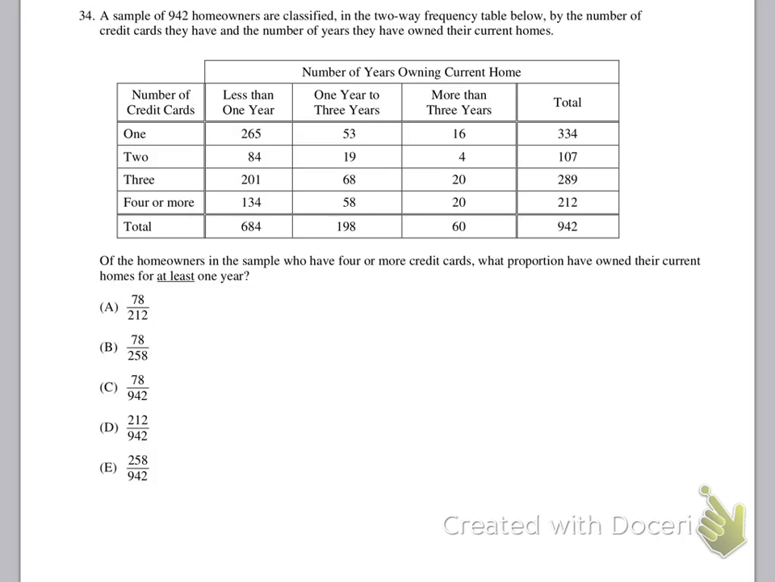Okay, so what they want in here are the ones who have 4 or more. So that's this one right here, okay? So we're not looking at 942, we're looking at 212. And they want to know at least 1, and so if you add these two up, we get 78, so the answer is A.